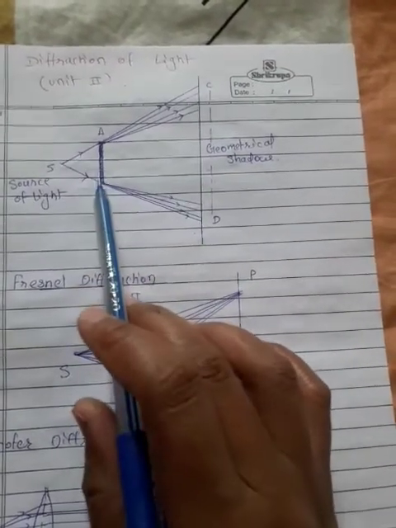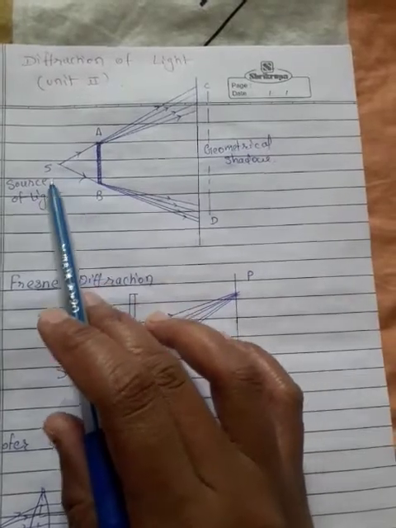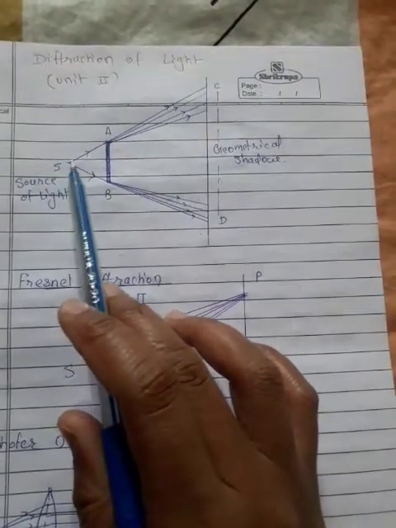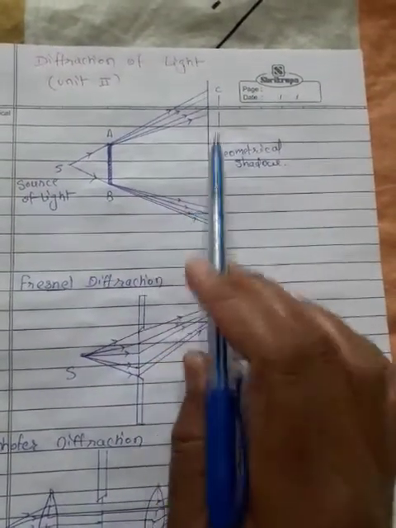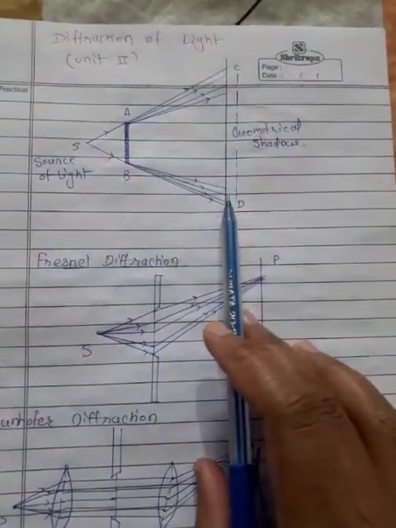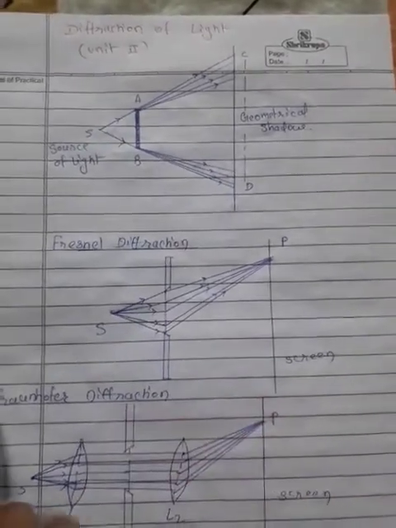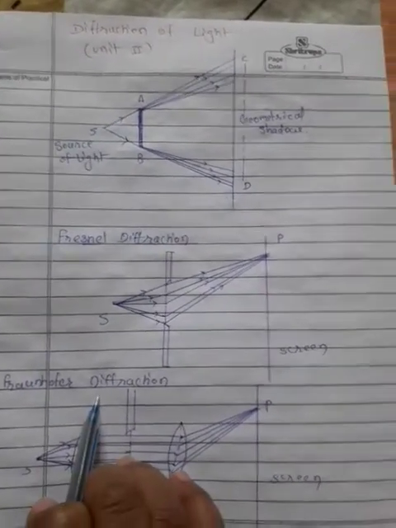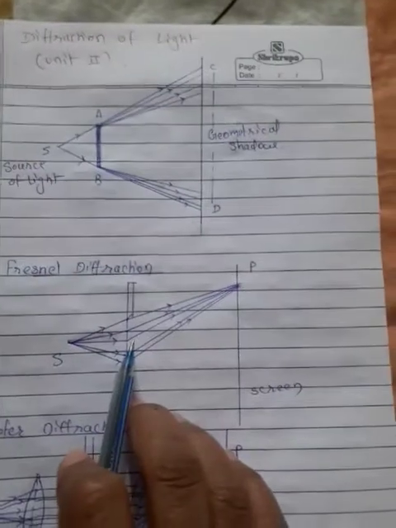If the size of the obstacle is comparable to the wavelength of the source of light, only then do we get the diffraction pattern on the screen. There are two types of diffraction. One is the Fresnel diffraction and the other is the Fraunhofer diffraction. The first is the Fresnel diffraction.